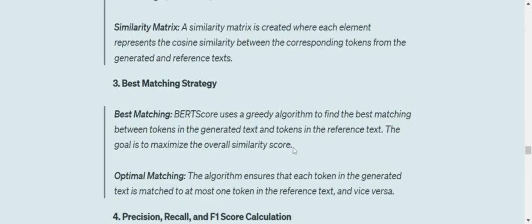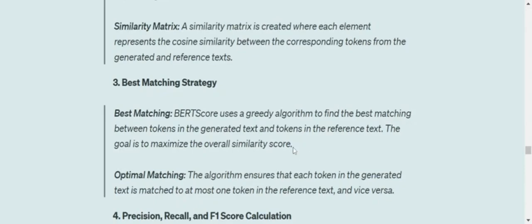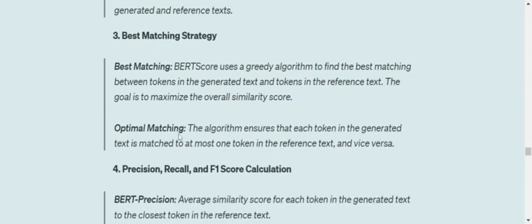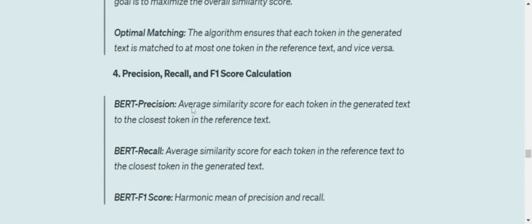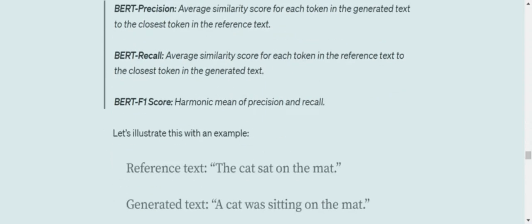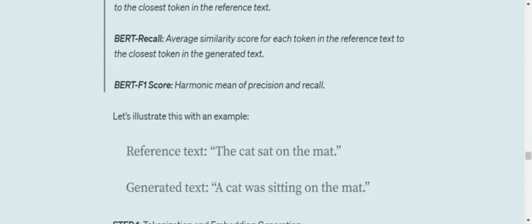The goal is to maximize the overall similarity score, and then the optimal matching would be done. The algorithm will ensure that each generated token matches with at most one token in the reference and vice versa. So a match can't be with more than a single element from the other text. Then precision, recall and F1 score would be calculated, called BERT precision, BERT recall, and BERT F1.